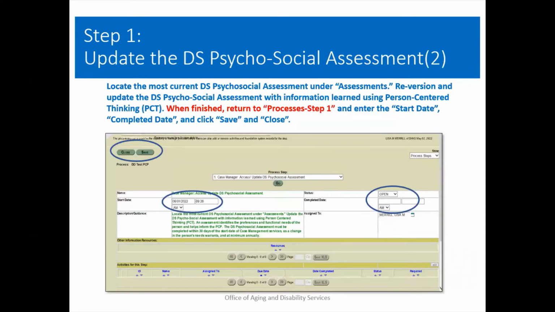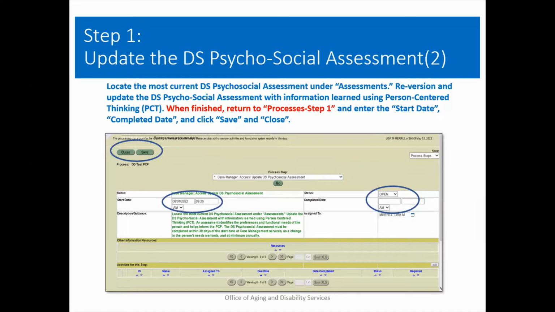Step 1 is an informational step. It is a reminder that an assessment identifies the preferences and functional needs of a person and helps to inform the person-centered plan. The DS psychosocial assessment must be completed within 30 days of the start date of case management services, as a change in the person's needs warrants, and at least annually.